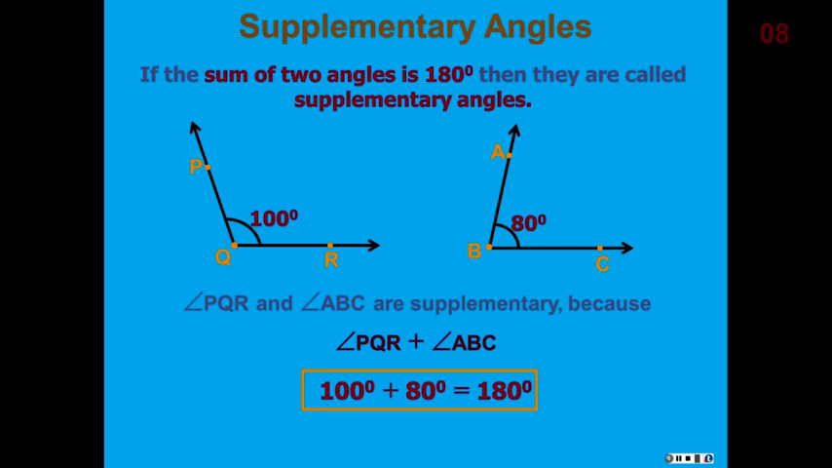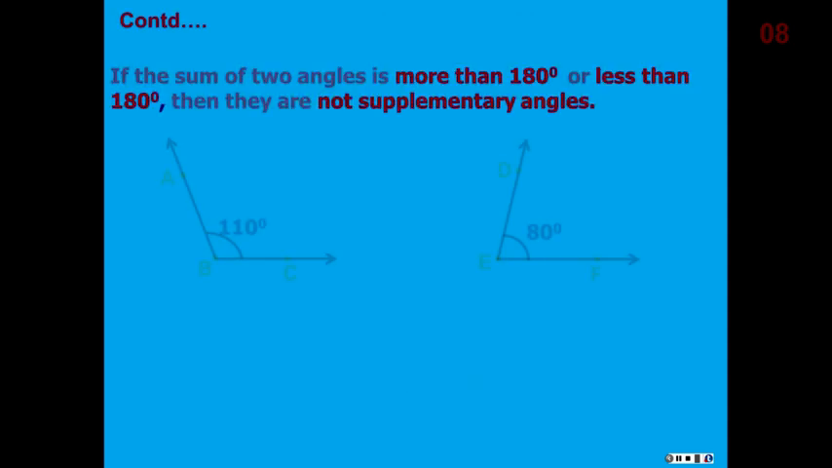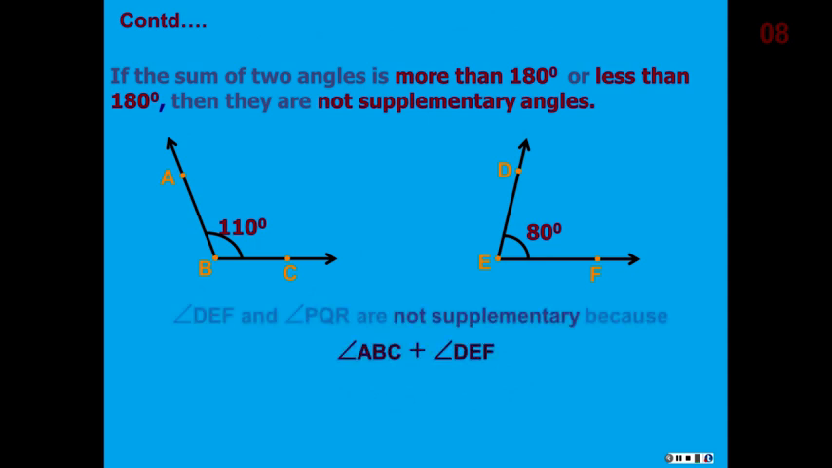This should just be a review. We did a lot of supplementary angles at the beginning of our geometry quest. So if the sum of an angle is more than 180 or less than 180, it is not supplementary. Here's a situation where we have 110 plus 80, which is 190 degrees. So these two angles are not supplementary because they do not total exactly 180 degrees.